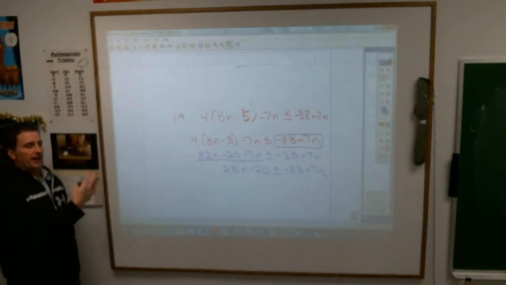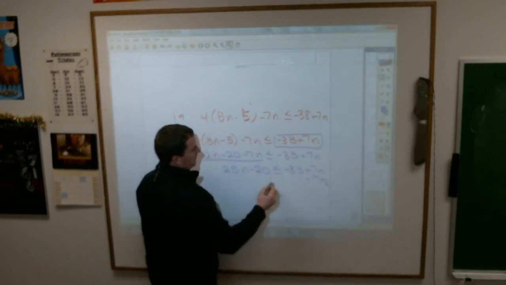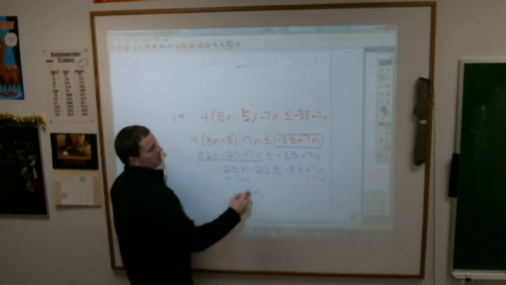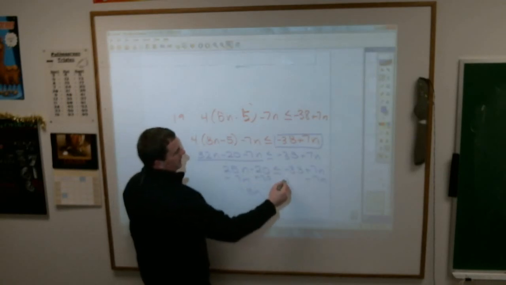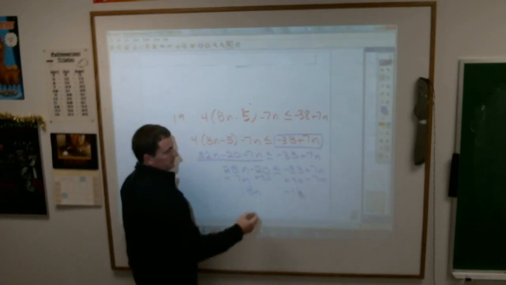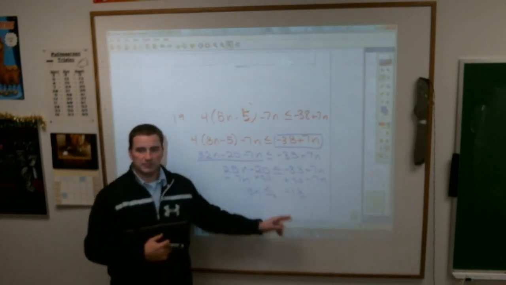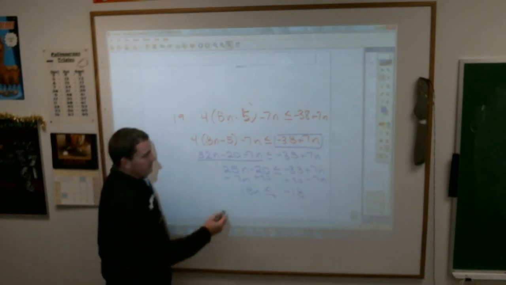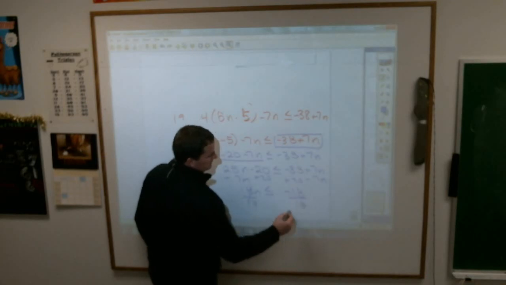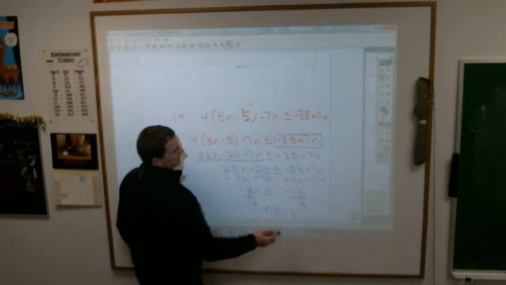Now you bring your n terms to the left side, your numbers to the other, so you subtract 7n, that gives you 18n. Add 20 over here, you get negative 18. Negative 38 and a positive 20 is negative 18. Divide by 18. Divide by 18. n is less than or equal to negative 1.